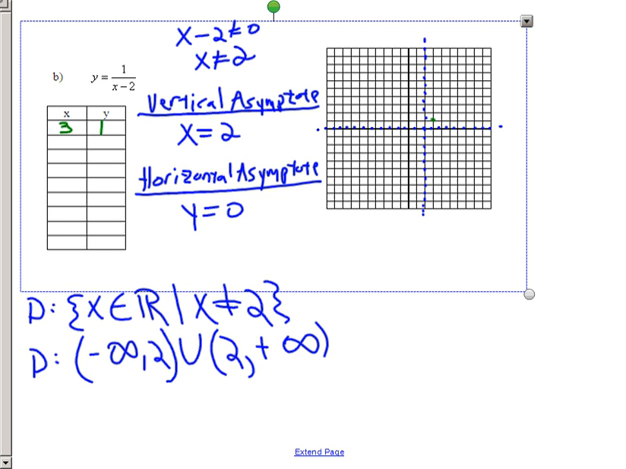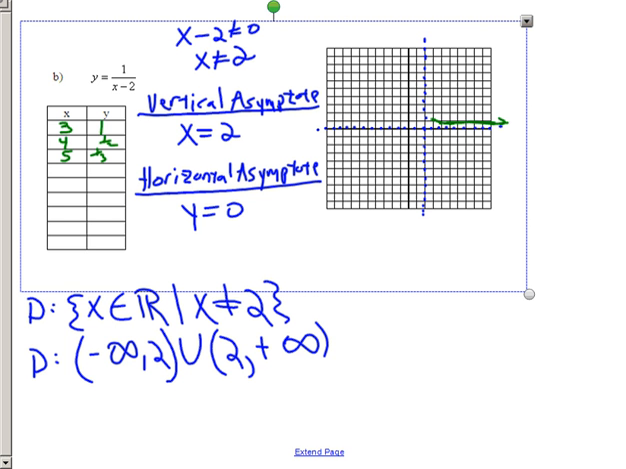So essentially, if I pick 4, 4 minus 2 is 2. 1 over 2 is 1/2. If I pick 5, I'm going to get 1/3. And I can see pretty quickly that I just get closer and closer and closer to this horizontal asymptote. Make sure you do not cross the asymptote.